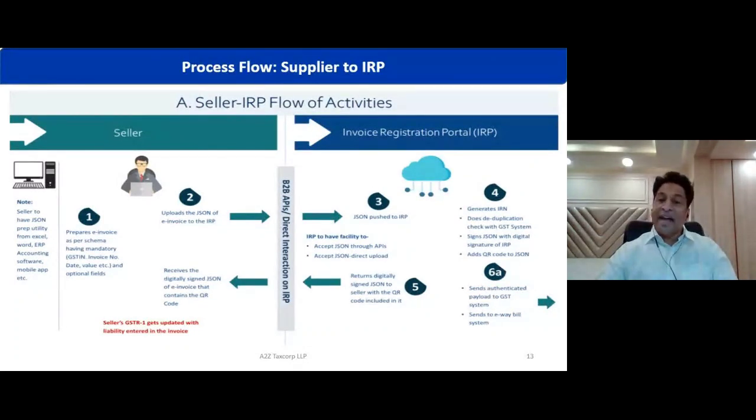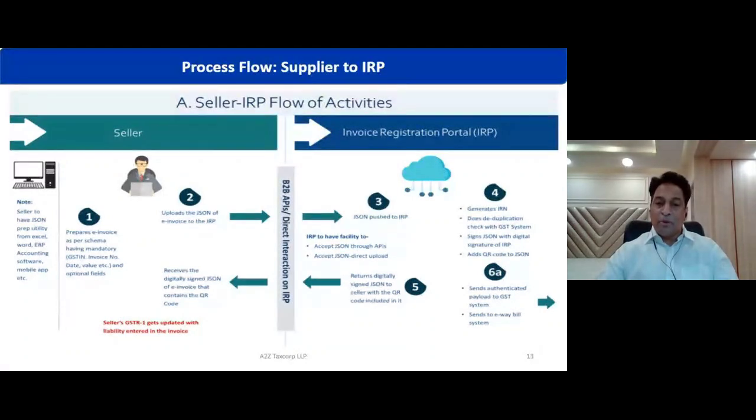Once this JSON file is created, step number 1: prepare the E-invoice as per the schema, having mandatory GST number, invoice number, date, value, etc. They are mandatory fields as per the E-Schema, and there are optional fields as well. Once this is prepared, then you are going to upload. What are you going to upload? The JSON file of the E-invoice to the IRP. And once it is uploaded, the activity starts for the IRP.